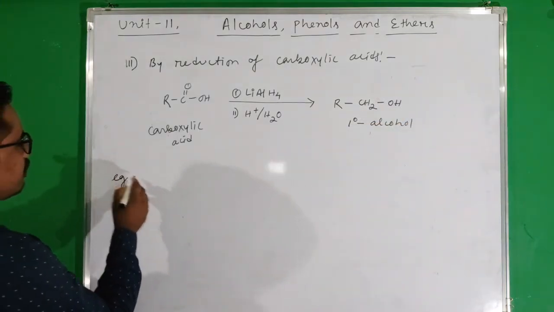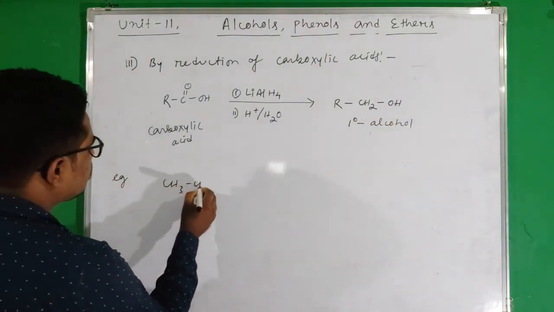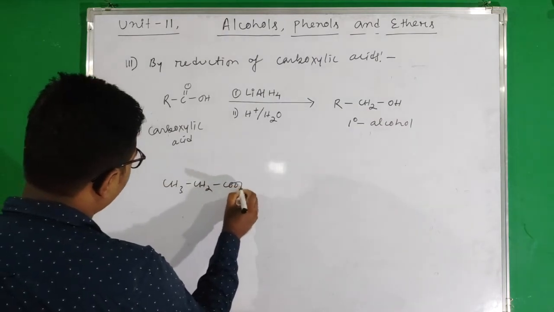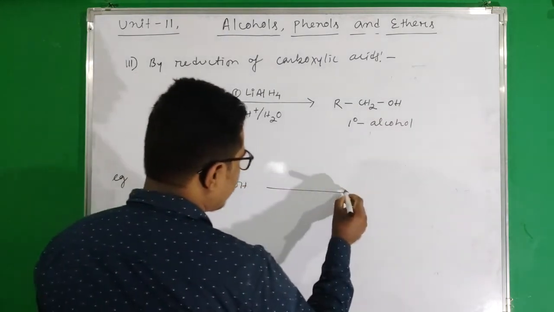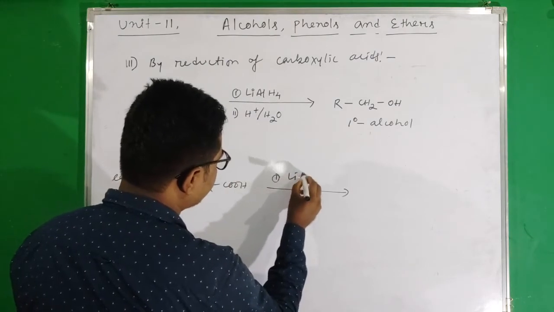So let us take an example of this reaction, CH3CH2COOH. Find the product of this reaction.